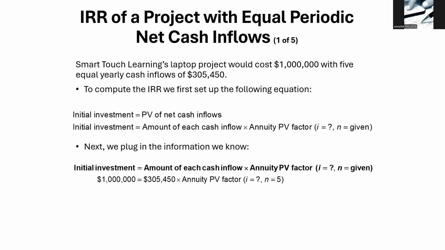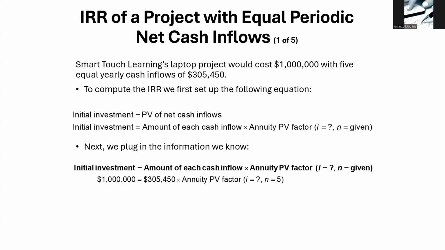IRR of a project with equal periodic net cash inflows. The Smart Touch Learning laptop project would cost $1 million with 5 equal yearly cash inflows of $305,450. To compute the IRR, we first set up the following equation. We compute the internal rate of return of an investment with equal periodic cash flows, which is an annuity, by taking the following steps.